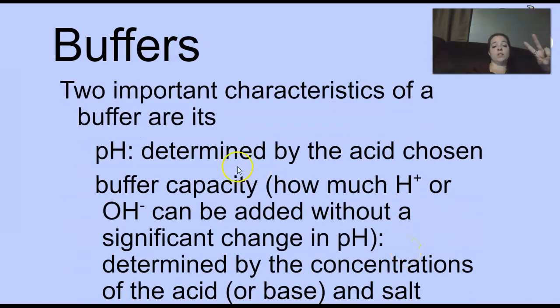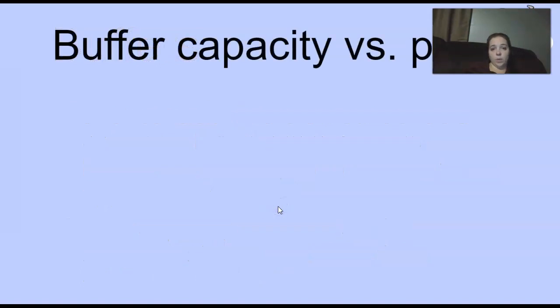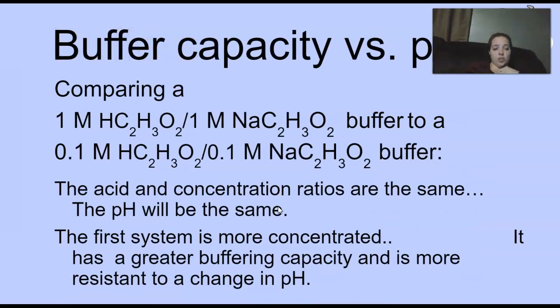Two important characteristics: it's determined by the acid chosen, and by the buffer capacity, which is how much H+ or OH- can be added without a significant change. It's also determined by the concentration of the acid and the basic salt. Buffer capacity is the amount of acid or base that a buffer can neutralize before the pH begins to change. You don't want it changing too much. It's dependent upon the amount of acid and base from which the buffer is made.